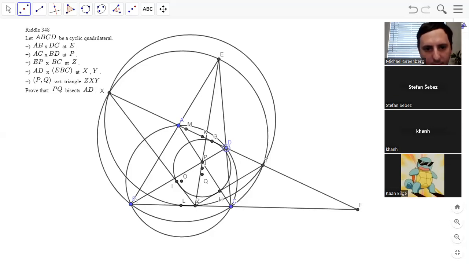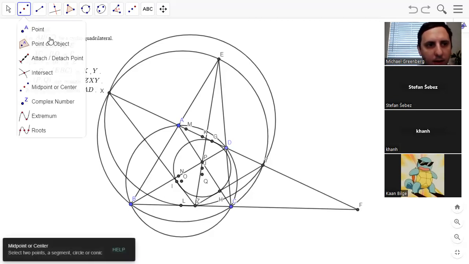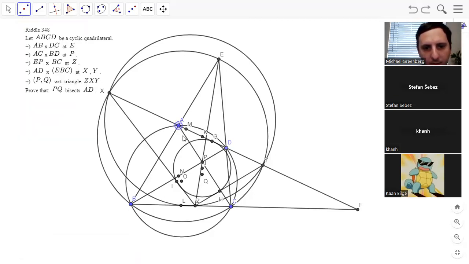So I don't know if this is really that helpful, but I think MKNR is cyclic. Let's check it out. Yes. Then OL is obviously perpendicular to BC.